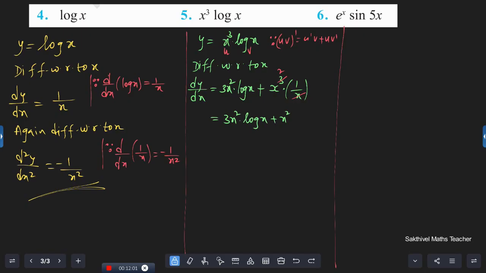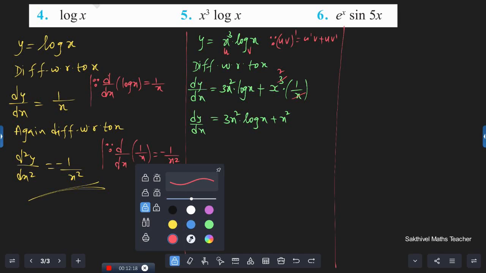Children, if you want to take log x, x square commonly outside, you take, then apply the derivative. No, sir, I will go directly. Not an issue, that is also you can do. I'm doing directly, children. I'm not taking x square commonly outside because this is not a final answer. Let it be directly. Okay, right.